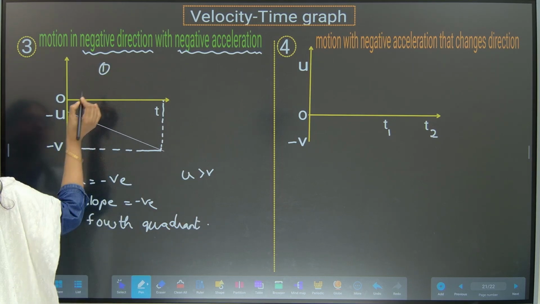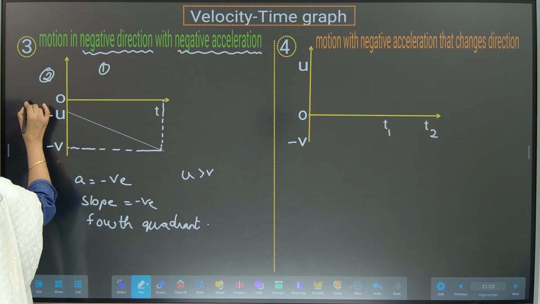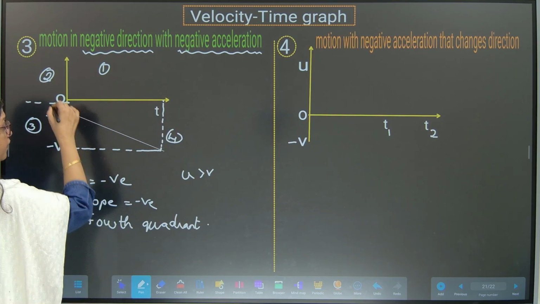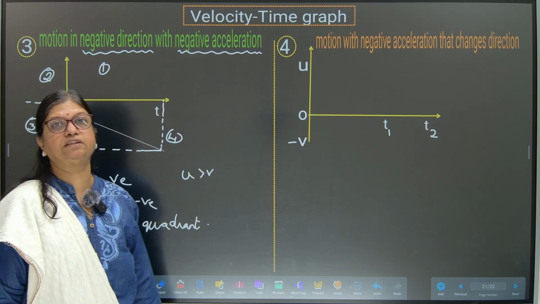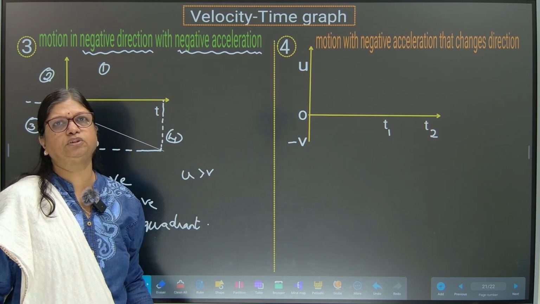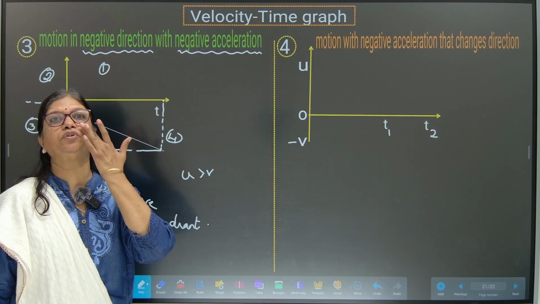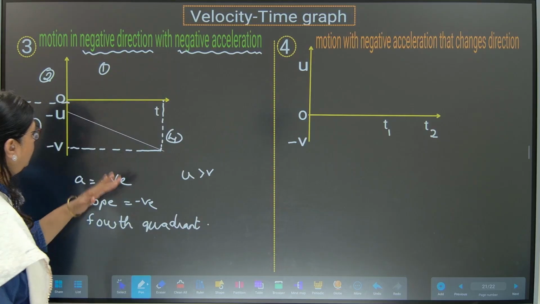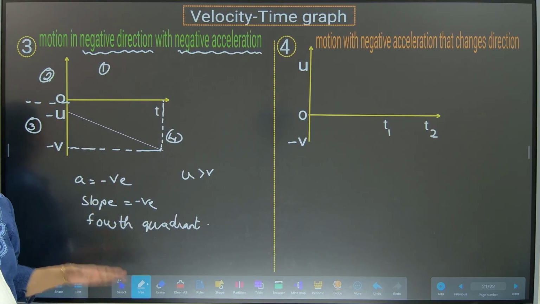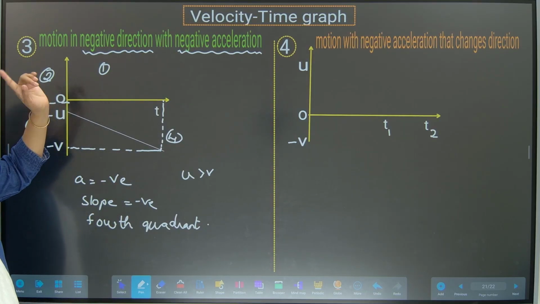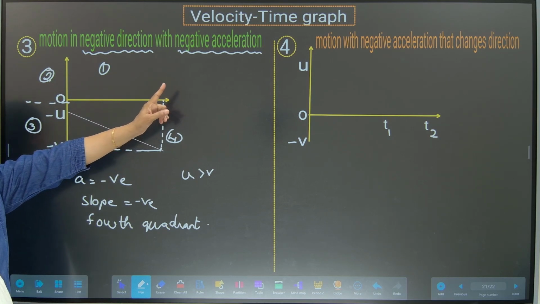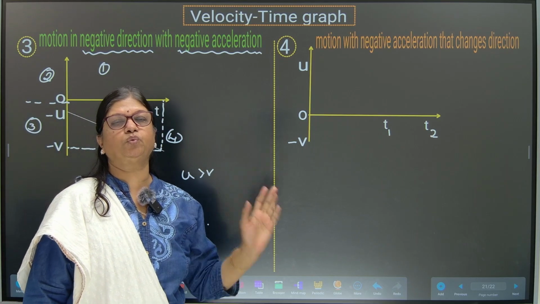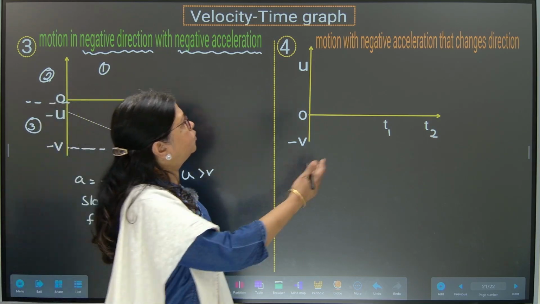Okay. This is the first quadrant. This is the second one. If I extend this, this is the third one, and this is the fourth quadrant where y-axis is negative and x-axis is positive. Time is positive. Time is definitely going to move forward only. Is it clear? Okay. So this way, all these conditions you must remember. Negative direction, negative acceleration. Negative acceleration means retardation. Draw it in the fourth quadrant. Fine. Now let us move to the next condition.